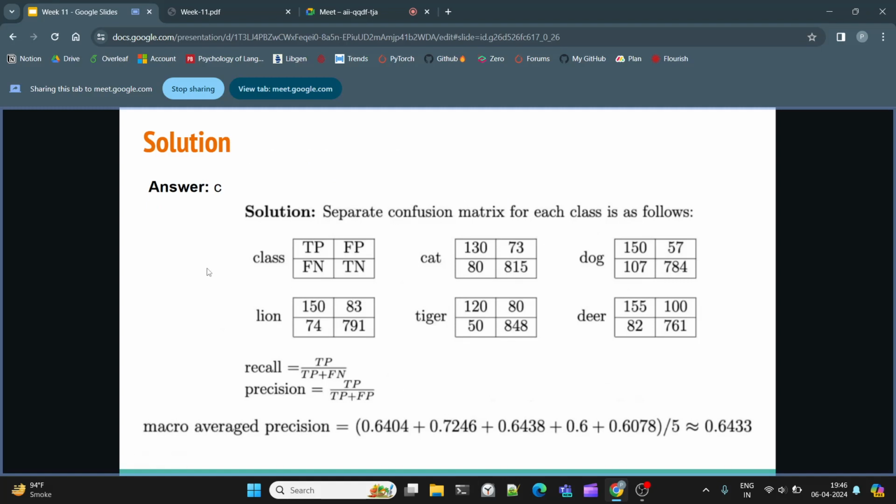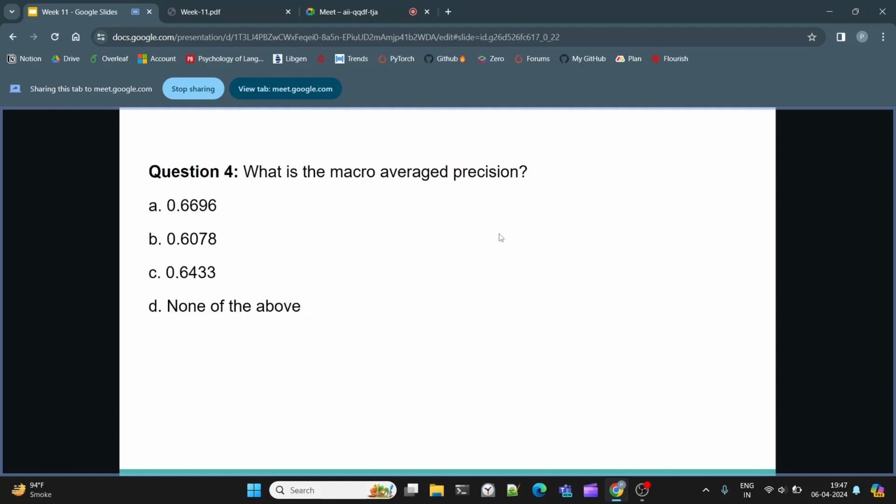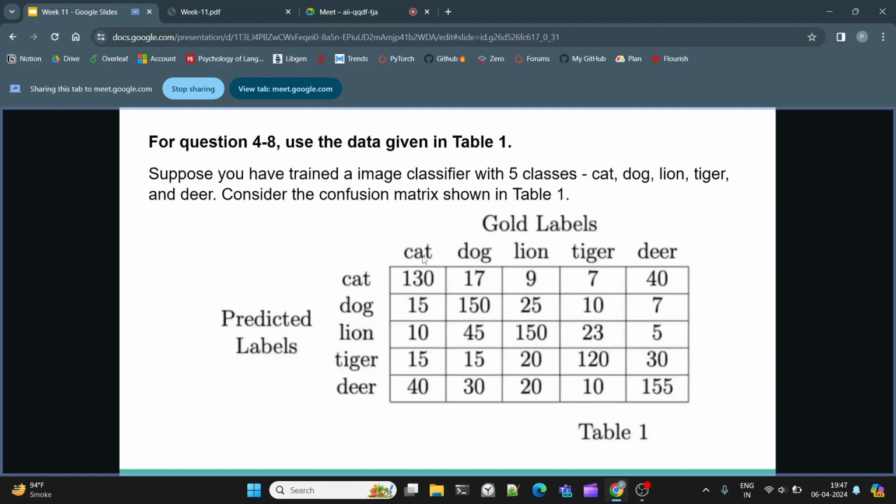how would it look like? Since we're doing it class specific, there would be 4 cells: the true positive, the false positive, the false negative, and the true negative. Now let's discuss how we come about this for one specific class. For the cat class, what would be the true positive? The value which is here, the diagonal value, cat cat. The gold label was also cat and the predicted label was also cat.